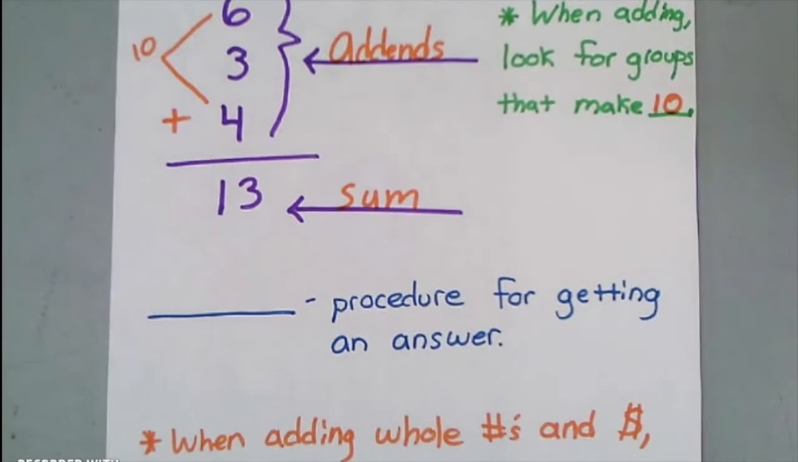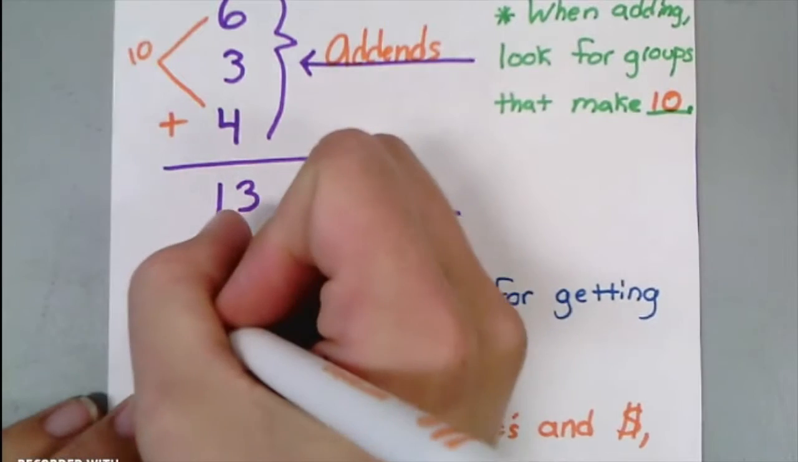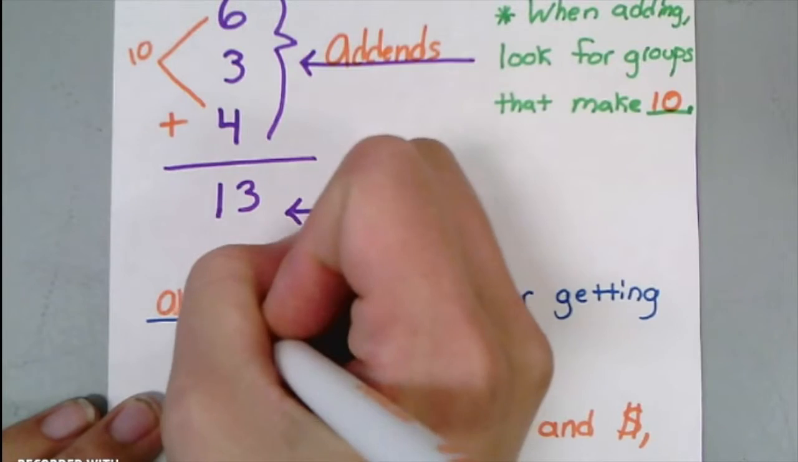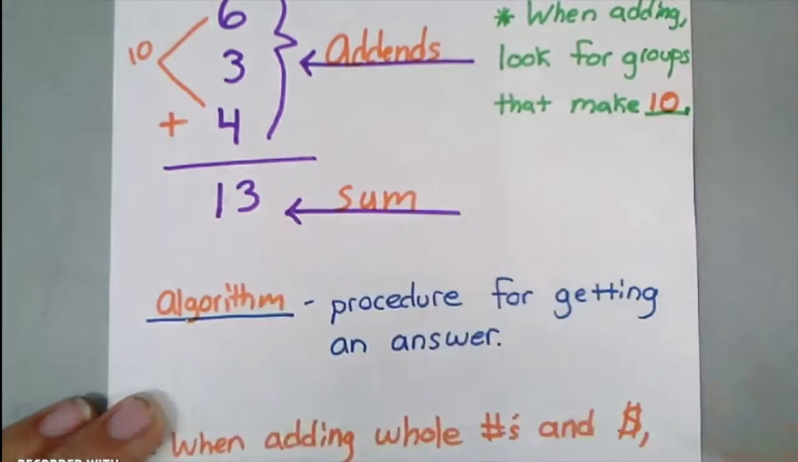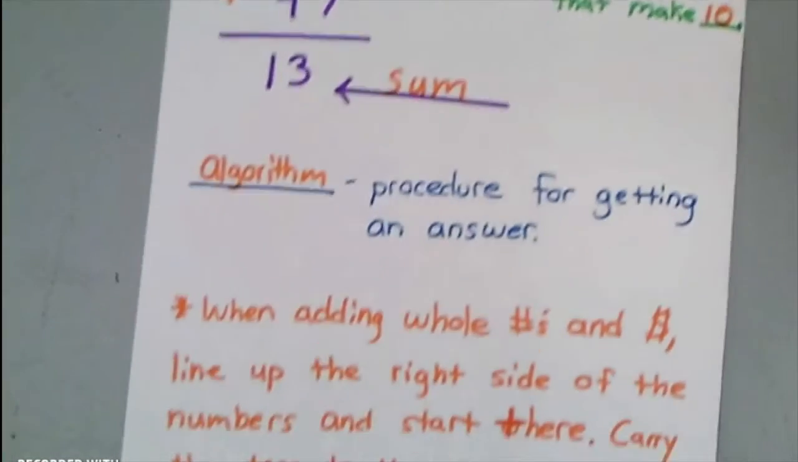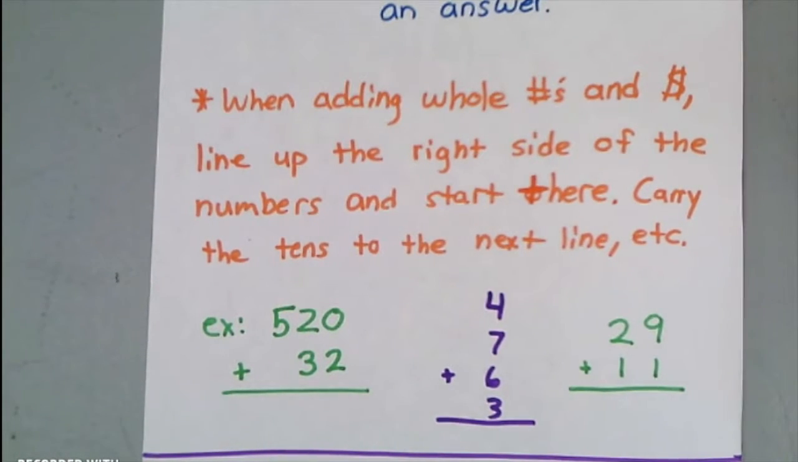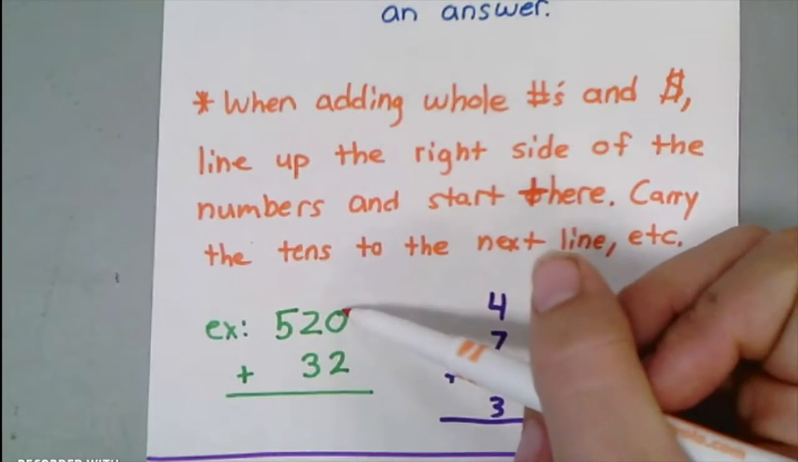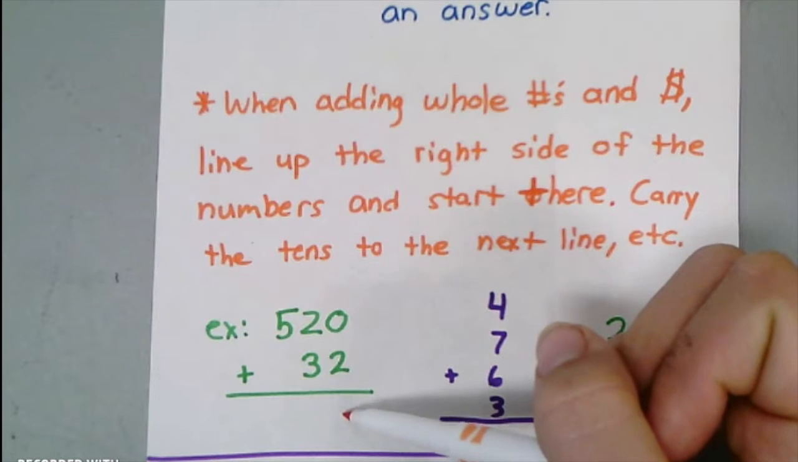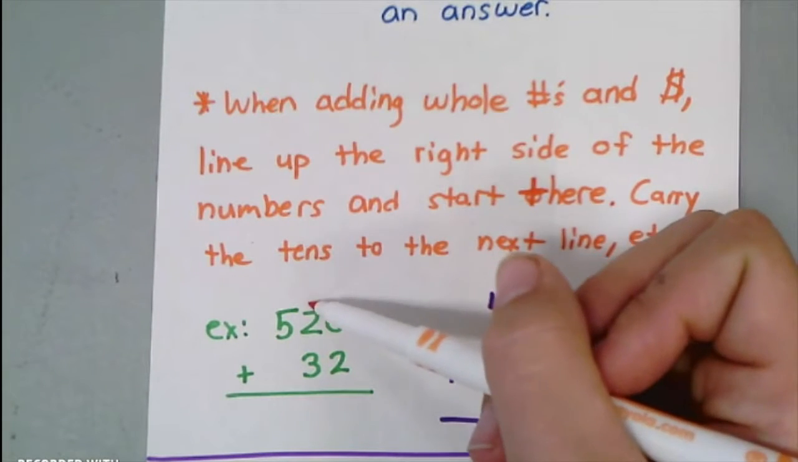Okay, here is another new vocabulary word, and this is what I said in the way beginning. Did you remember it starts with an A? Algorithm is a procedure for getting an answer, and that's what we call when we're adding them all up. When adding whole numbers and money, line up the right side of the numbers and start there. If you're going to add down, and if you get something that is bigger than 1 digit, so if it has 2 digits, if it's a tens, then you need to carry your 10 up here.